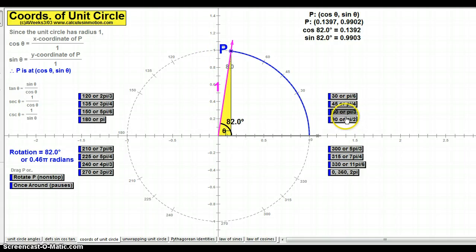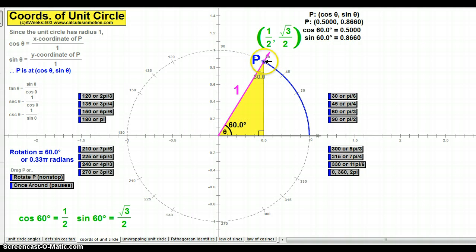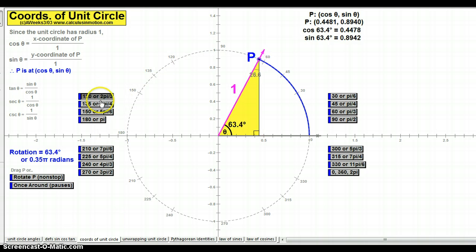So watch it as we go from 60 degrees, our reference angle of 60 degrees, reference again meaning we drop that right angle down from the point on our circle to the x-axis, and we're measuring 60 degrees here. We're at 1/2 for cosine and square root of 3 over 2 for sine. Let's go over to 120.